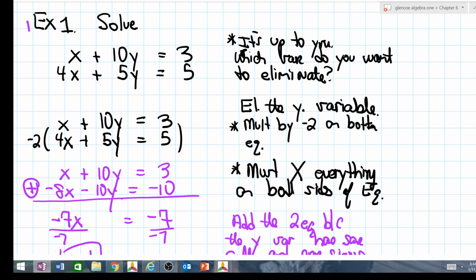Well, it's like a puzzle, so we have to make it fit. So if you want the y variables to be the same, and one is 10 and one is 5, the easiest thing to multiply by, if you multiply the bottom by 2 or negative 2, then they're both going to have a 10y. Does that help?